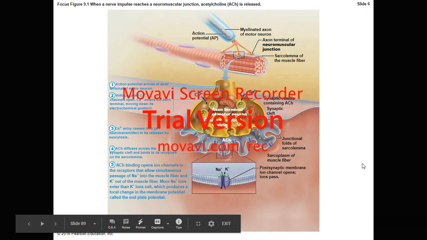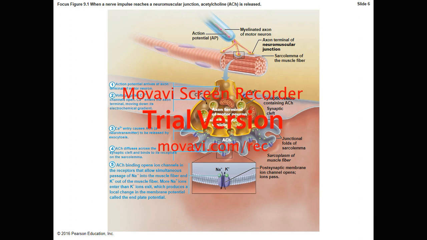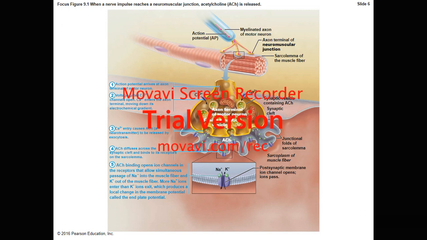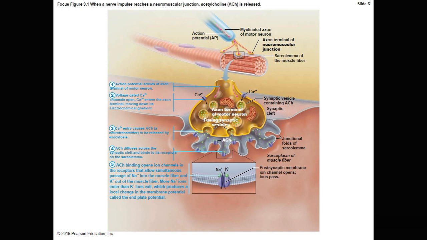All right, so this is showing you step 5. Acetylcholine opens ion channel receptors that allow the simultaneous passive movement of sodium into the muscle fiber and potassium out. Also, remember, the sodium potassium pump concentrates sodium outside of the cell and potassium inside the cell. So sodium wants to come in, potassium wants to go out. Those are their natural concentration gradients.